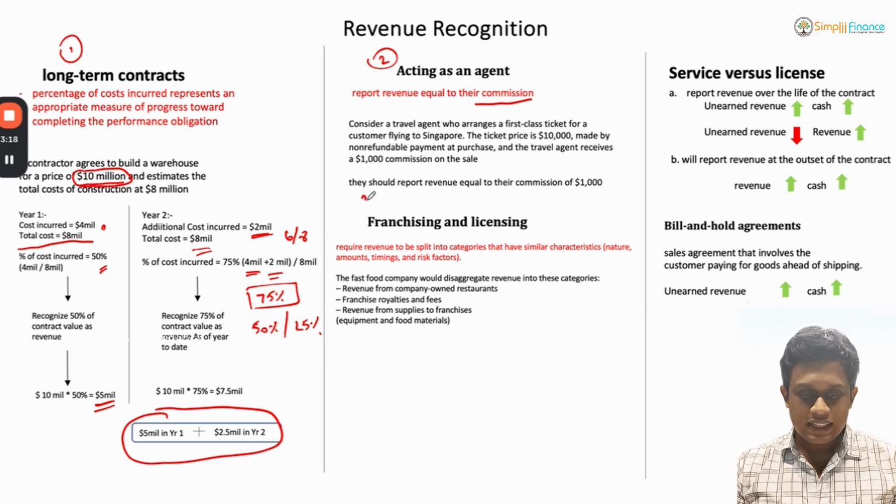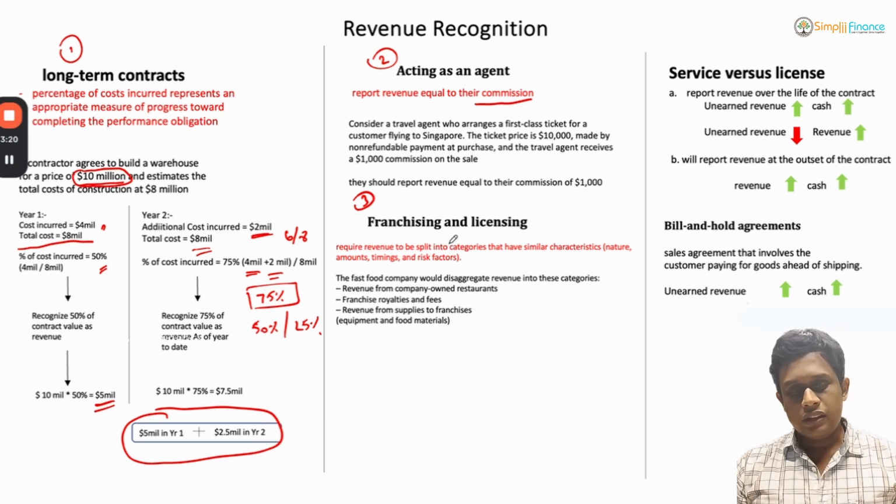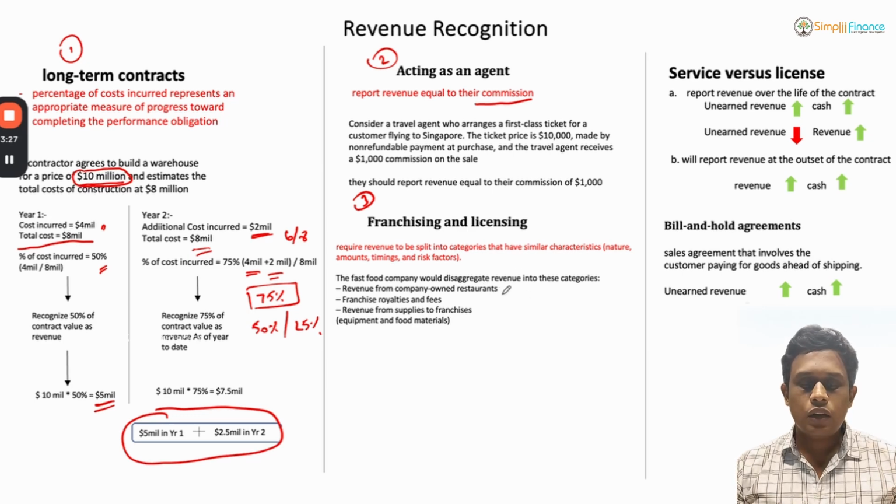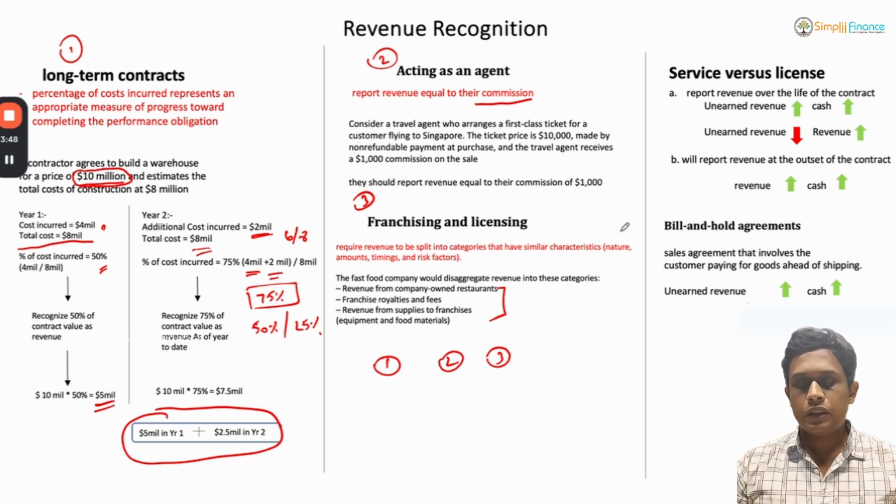Next, franchisee and licensing. Let's say you are a fast food restaurant chain, so you get revenue based on 3 different sources. First is from your own restaurants that you own and operate. Second is from royalty and fees, and third is from selling goods to your franchisees. So this is how you are supposed to split the revenue and show it in the income statement.